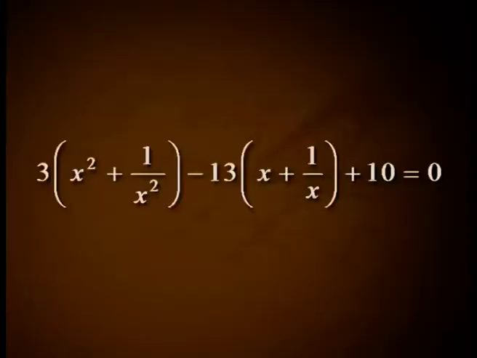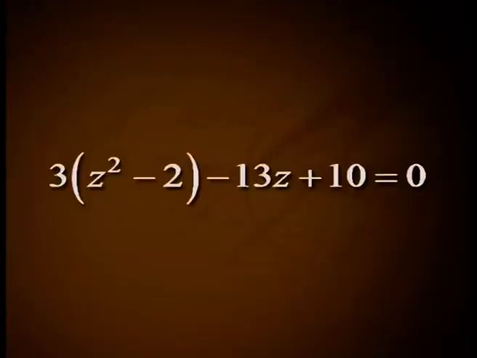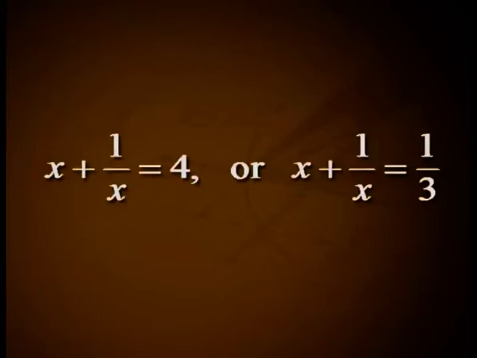Dividing by x square and grouping the terms, we obtain 3 into x square plus 1 by x square minus 13 into x plus 1 by x plus 10 equal to 0. If z equal to x plus 1 by x, this becomes 3 into z square minus 2 minus 13 z plus 10 equal to 0, that is 3 z square minus 13 z plus 4 equal to 0. Hence, z equal to 4 or z equal to 1 by 3, and x is given by x plus 1 by x equal to 4 or x plus 1 by x equal to 1 by 3.